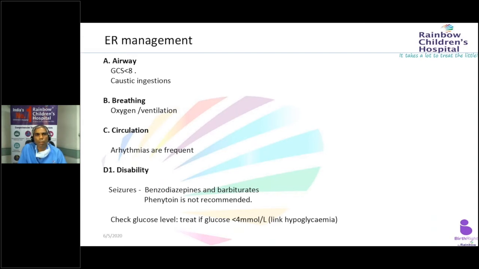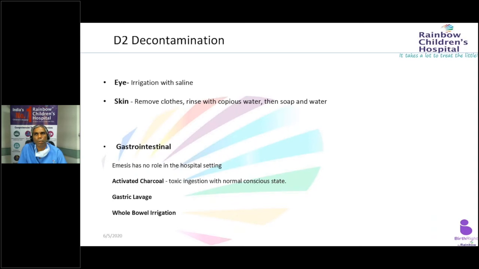And as we all know, it's quite important that we should check the sugar levels. And if the blood glucose is less than 4 millimoles, we should give the dextrose bolus. That would help us to come to a conclusion about what kind of poison the child has consumed. The next comes airway, breathing, circulation, disability. The extra thing which comes in poisoning is decontamination.